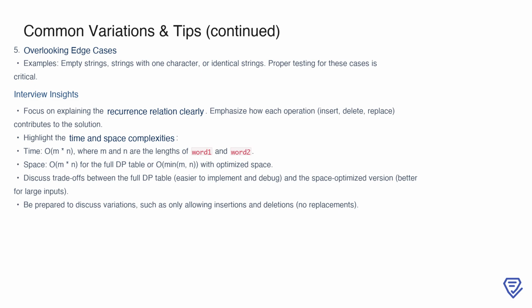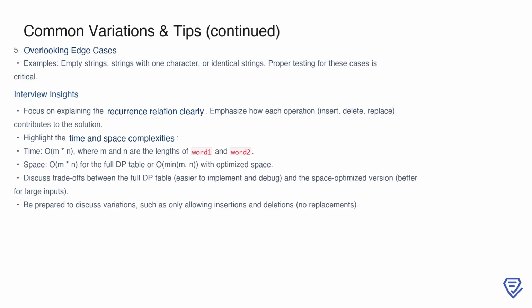When discussing this problem in an interview, focus on clearly explaining the recurrence relation. Show how each operation, insert, delete, and replace, contributes to the solution. Highlight the time and space complexities of your approach. The time complexity is O(m*n), where m and n are the lengths of the two strings, and the space complexity is O(m*n) for the full DP table. If you use the space-optimized version, the space complexity reduces to O(min(m, n)).